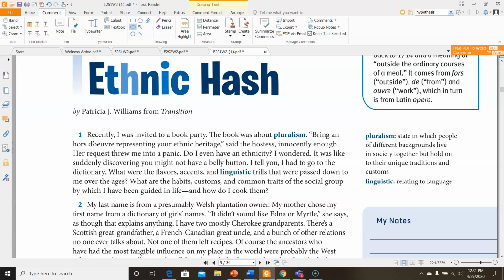So, recently, I was invited to a book party. The book was about pluralism. Bring an hors d'oeuvre representing your ethnic heritage, said the hostess, innocently enough. Her request threw me into a panic. Do I even have an ethnicity? I wondered. It was like suddenly discovering you might not have a belly button. I tell you, I had to go to the dictionary. What were the flavors, accents, and linguistic trills that were passed down to me over the ages? What were the habits, customs, and common traits of the social group by which I have been guided in life, and how do I cook them?